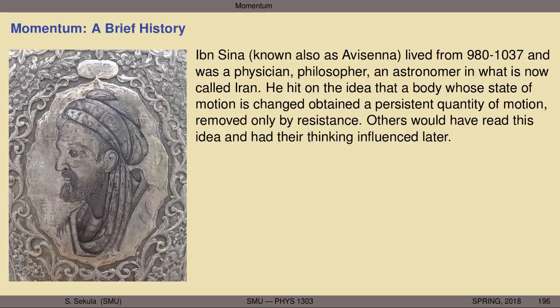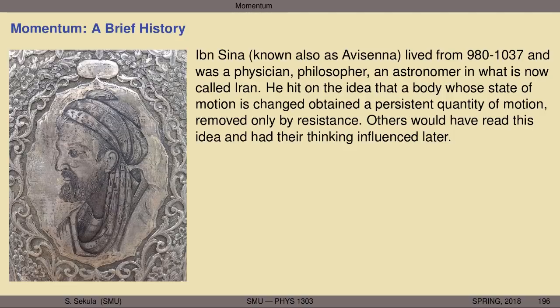He was a polymath, for sure. That meant he did many things and he did them very well. He was a physician, he was a philosopher, he was a mathematician, he was an astronomer. And this would have been in now what we call Uzbekistan, where he was born, or Iran, where he died.